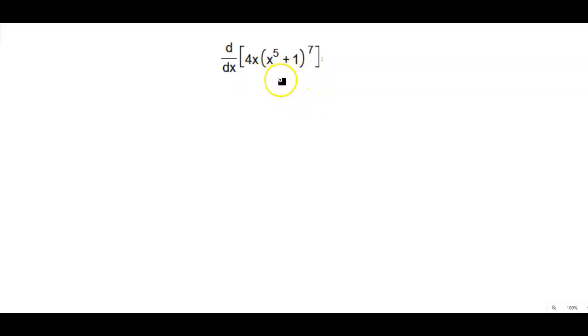The first thing I want to see is what rule would encapsulate this entire function. We might say that's definitely a chain rule part here, but the chain rule only applies to this part right here. If we were to apply the chain rule, we'd still have this 4x that we would have had to deal with. So we really need to pick a different rule that encapsulates the entire function.